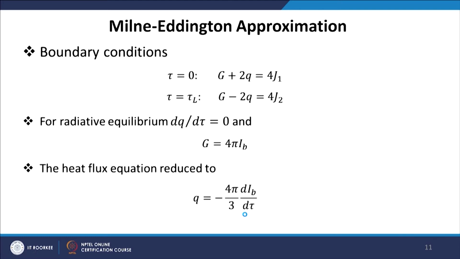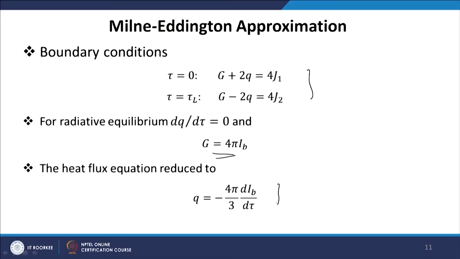The rest of the things are the same, the boundary conditions are also the same. So, for radiative equilibrium dq by d tau is equal to 0 and we get G equal to 4 pi Ib, and the heat flux equation reduces to q equals minus 4 pi by 3 dIb by d tau. This we have already developed. So, it turns out the mathematical procedure is entirely different. Here we have used the approach of moments, but because the intensity was approximated as isotropic, the governing equations are very similar. In fact, one equation is exactly the same as in the 2 flux method.